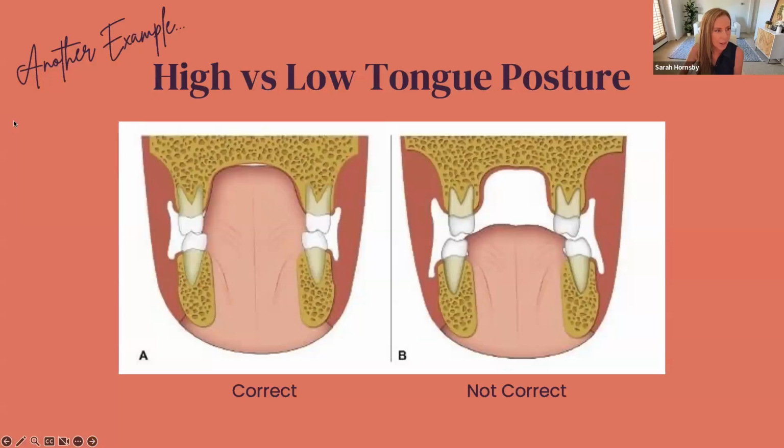All right, here's another different visual. This is a cross section of the jaws. And on the left side, we have picture A. That's correct. The tongue kind of needs to be tall. And again, filling up that whole space. You shouldn't be like the picture B, where there's a gap of air between the top of your tongue and the top of your mouth. There shouldn't really be that extra space. The tongue needs to be filling up that space.